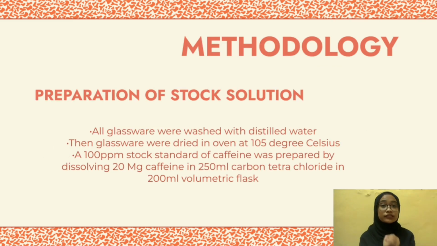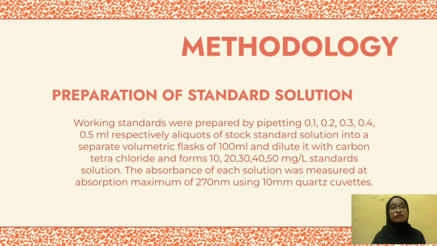Next, for the preparation of stock solution, all glassware was washed with distilled water. Then, the glassware was dried in an oven at 105 degrees Celsius. Then, a 10,000 ppm stock standard of caffeine was prepared by dissolving chloride in a 200 ml volumetric flask. Next is the preparation of standard solution. Working standards were prepared by pipetting 0.1, 0.2, 0.3, 0.4 and 0.5 milliliter respectively.